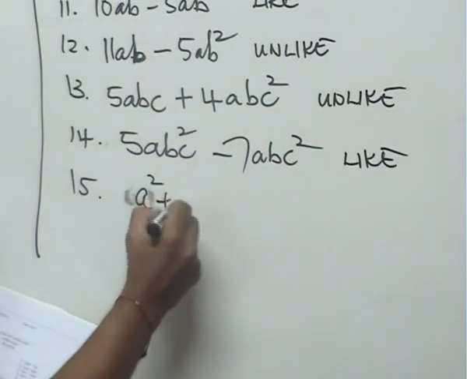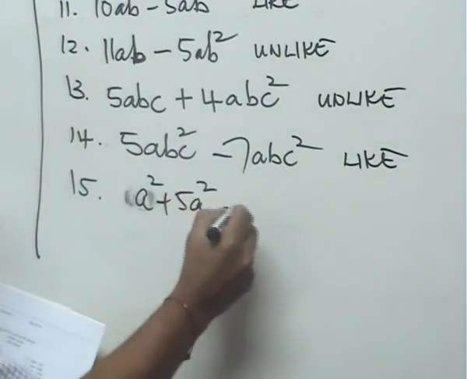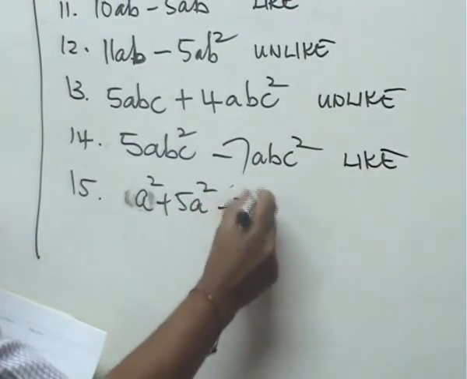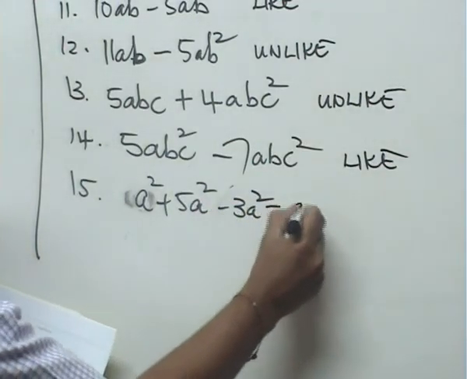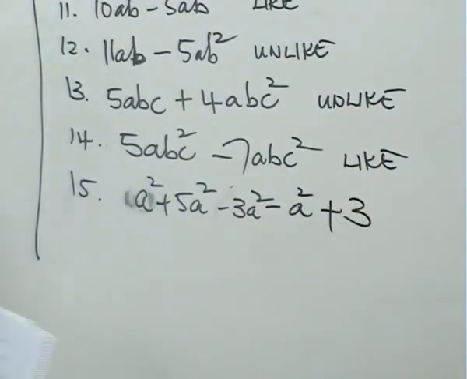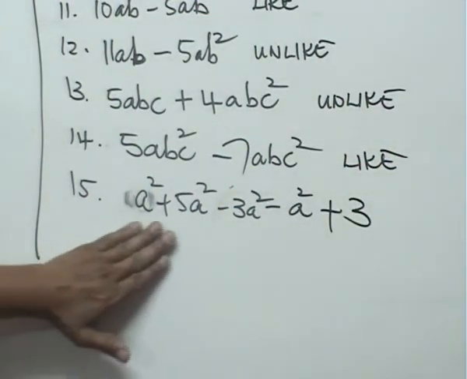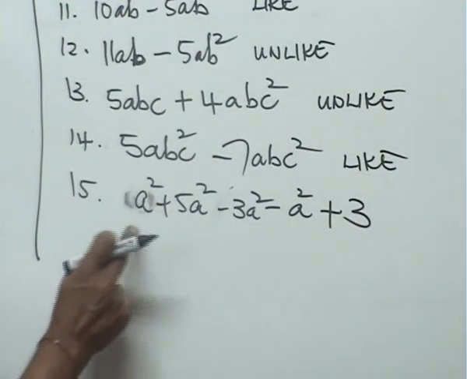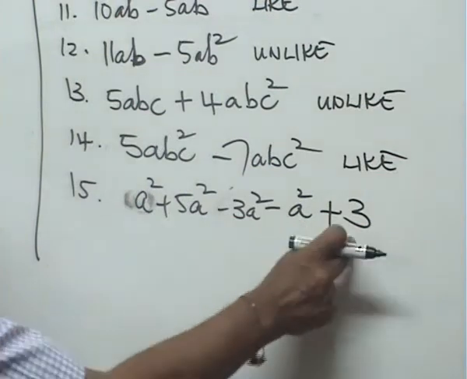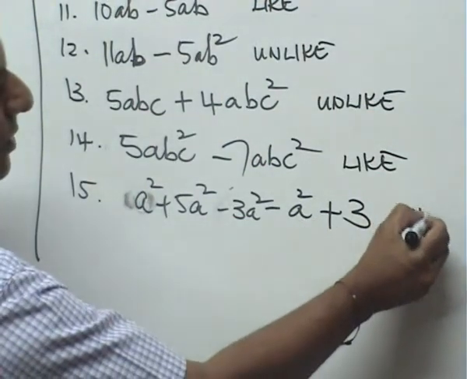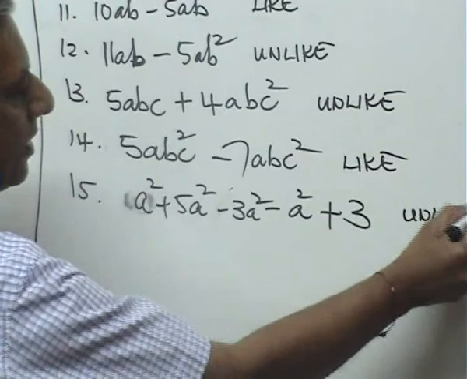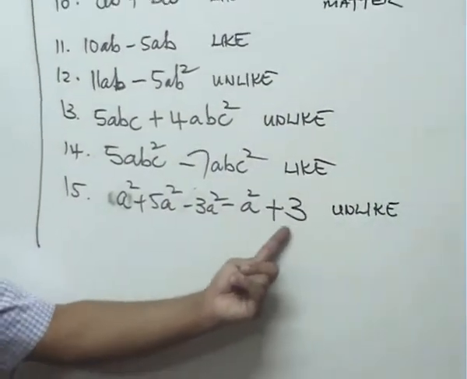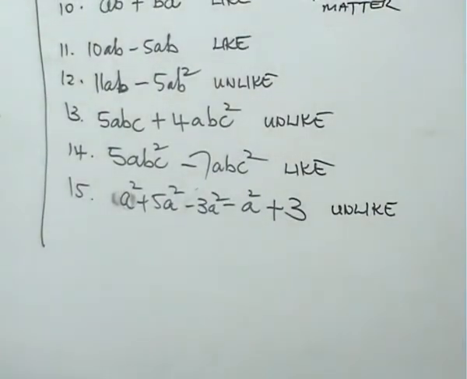And finally, number 15, we're looking at this whole thing together. So you got a squared plus 5a squared minus 3a squared minus a squared plus 3. And the question is, are all of these like terms? The answer is no, because all of these are like, but the last one is unlike. So all together will be considered unlike terms because there's a 3 in the end over here. So these are unlike terms.